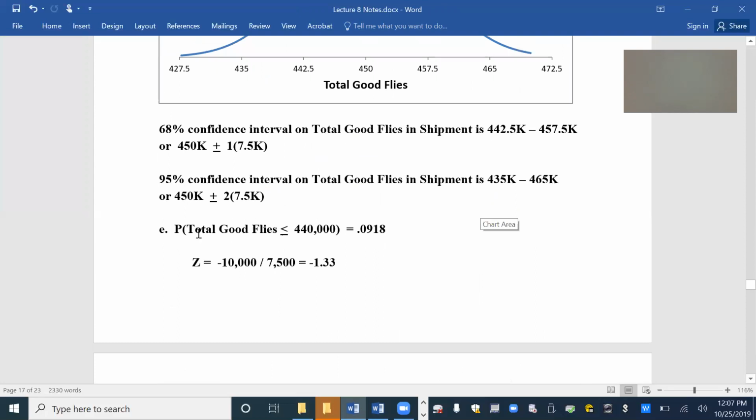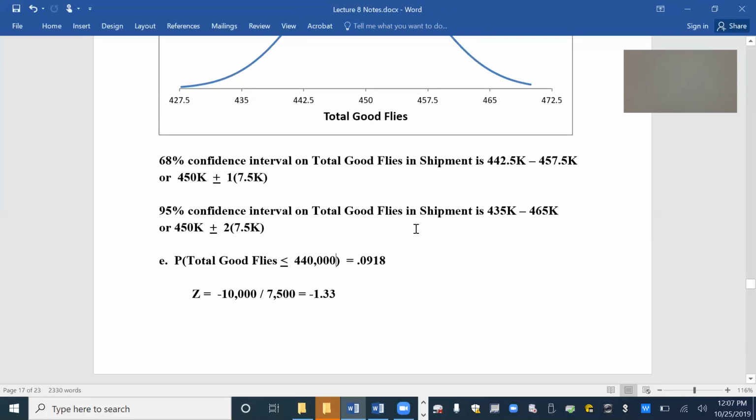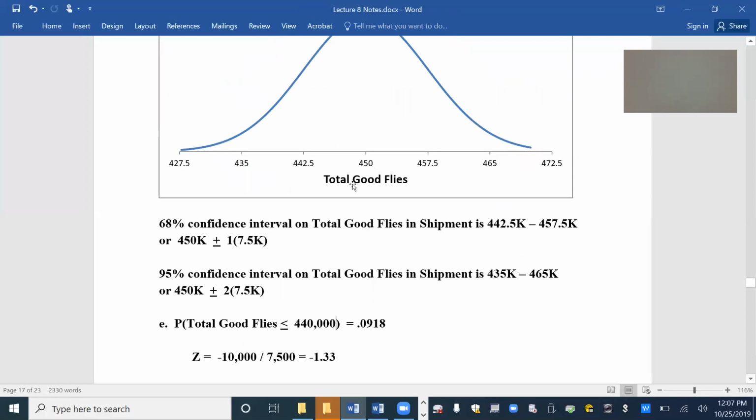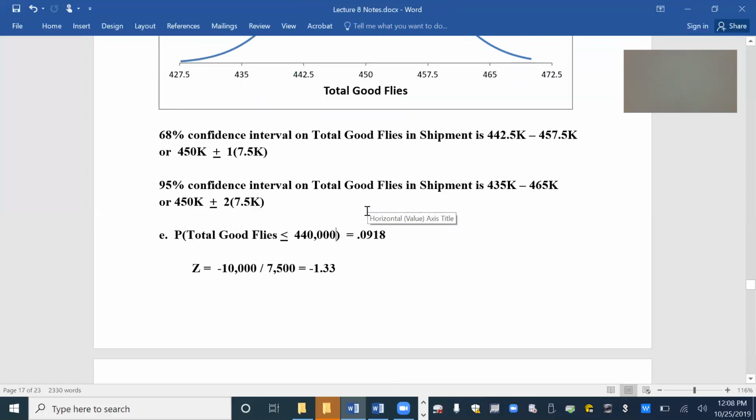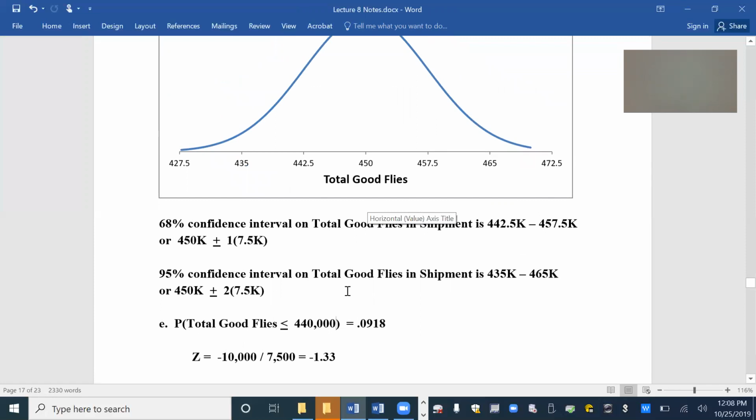Part E, what's the probability that the total flies is less than or equal to 440,000? Why did I pick that? Because that's what we're going to produce from problem 1. We're going to produce 440,000 to be 97.5% sure. I could put this on the midterm next week, right? You're given a normal curve, mean of 450, standard deviation of, what is it, 15,000? Yeah, or 750,000? 750? 75,000.